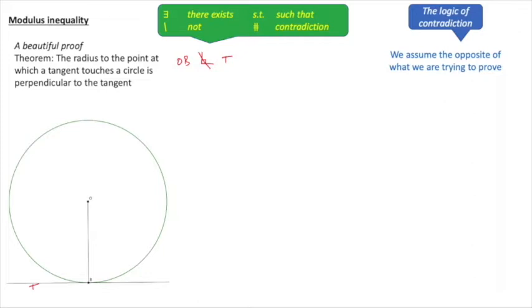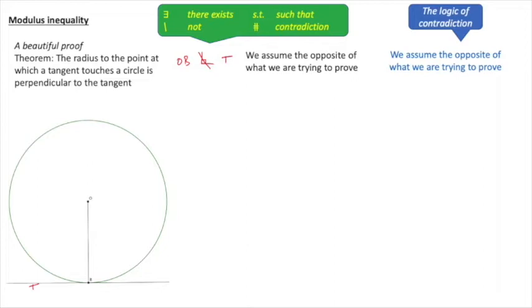And there's a few of the symbols we're going to use. We've got a backward capital E, which means there exists or there is. That slash means not, so if you slash through another symbol it means the opposite. ST is such that, and then that hash sign is contradiction. And we will come to that in a bit.